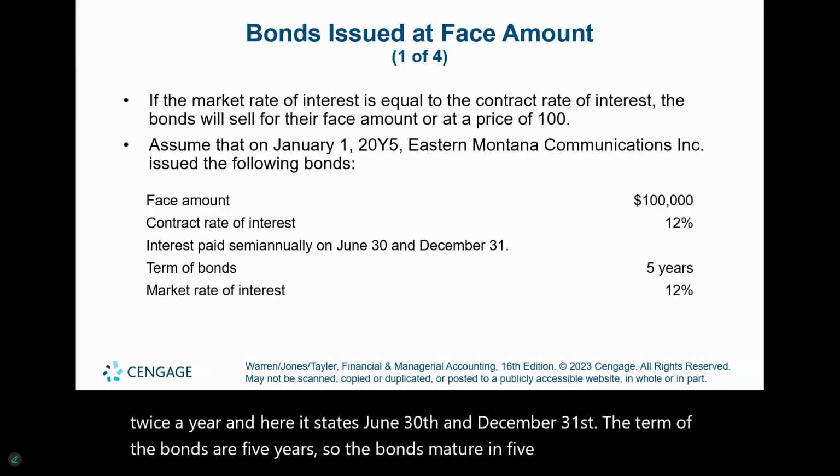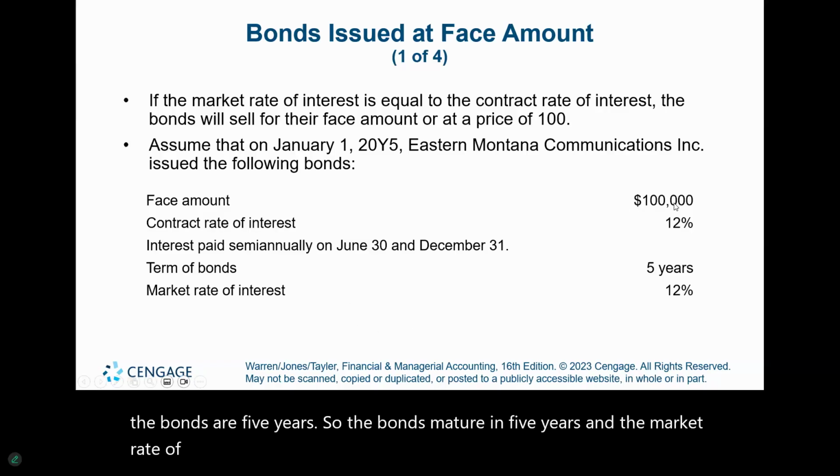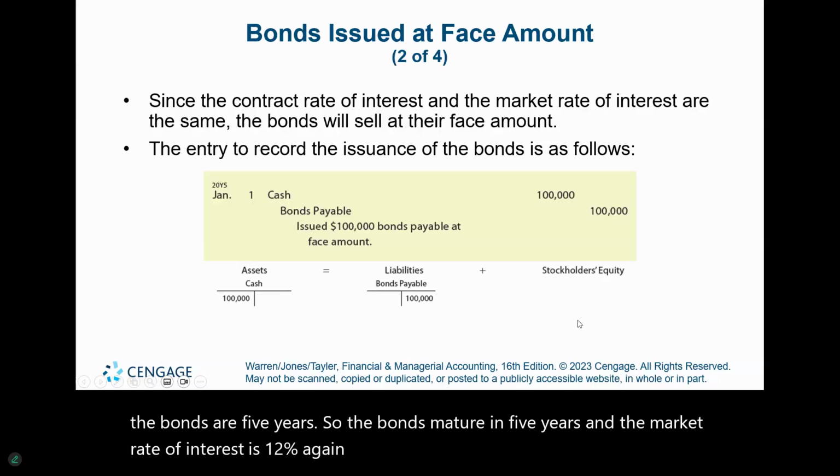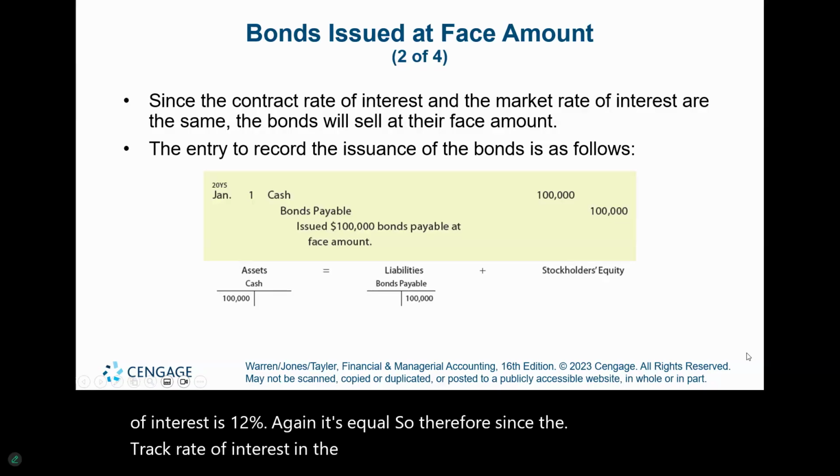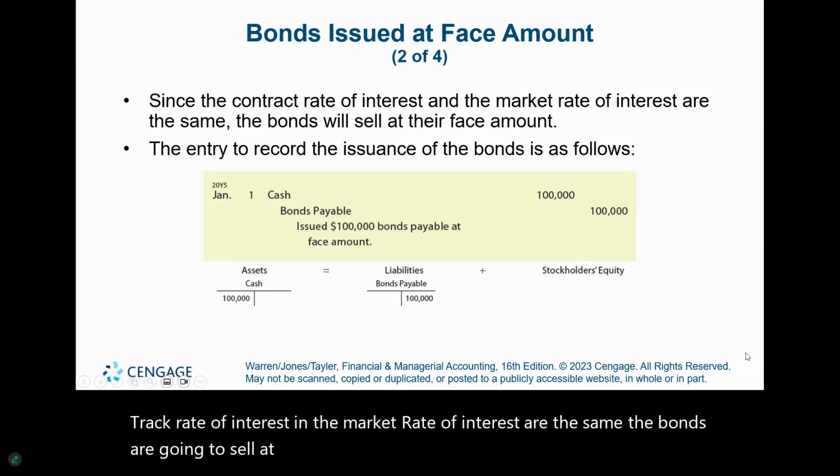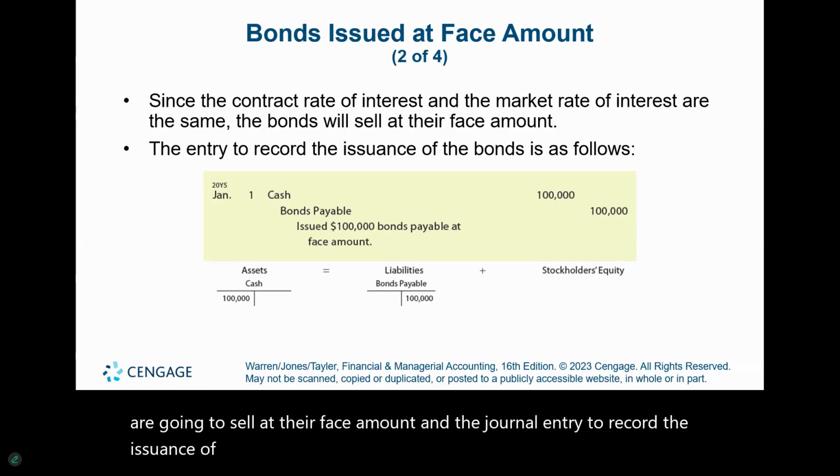And the market rate of interest is 12%. Again, it's equal. So therefore, since the contract rate of interest and the market rate of interest are the same, the bonds are going to sell at their face amount. And the journal entry to record the issuance of the bonds is as follows.